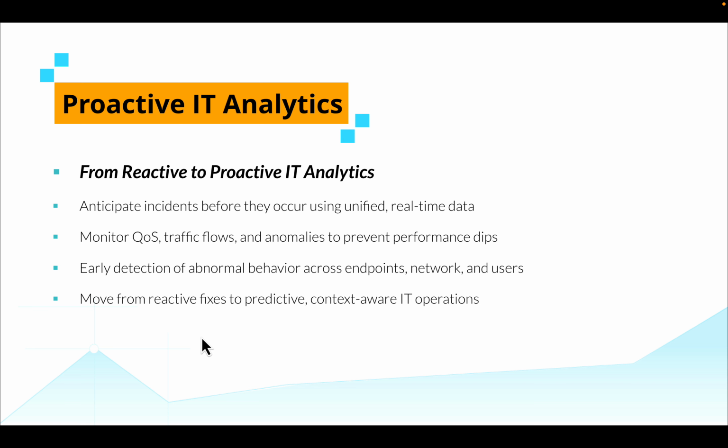Imagine being able to thwart impending network traffic congestion, not after it affects performance, but while it's just starting to build. By continuously monitoring quality of service indicators, latency spikes, and unexpected traffic flows, you can spot and resolve issues before they trigger alerts. Consider cybersecurity. Instead of reacting to breach reports, you could catch anomalous data flows, lateral movements, or privilege misuse the moment they begin. That's the level of foresight unified analytics makes possible.